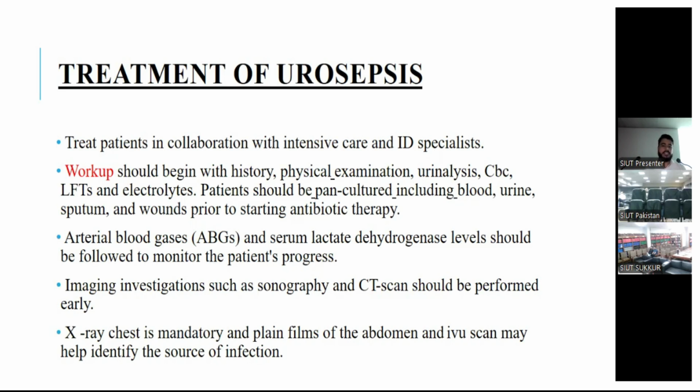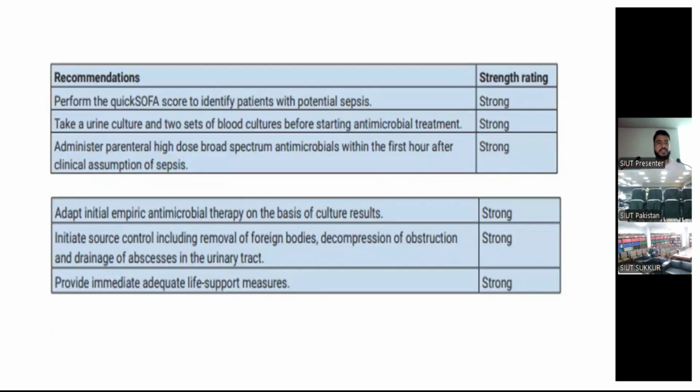Imaging investigations such as ultrasound or CT should be performed early, and an X-ray is mandatory; a plain film of the abdomen and IVU may help to identify the source of infection. So as per the guideline recommendations, perform the quick SOFA score to identify the patient with potential sepsis. Take a urine culture and 2 sets of blood culture before starting antimicrobial treatment.